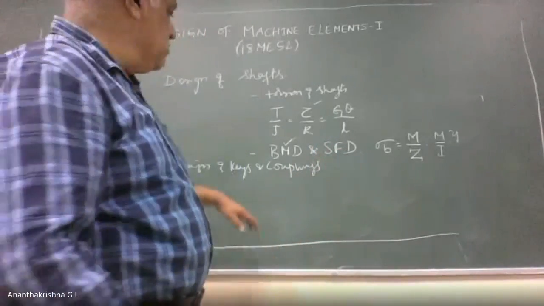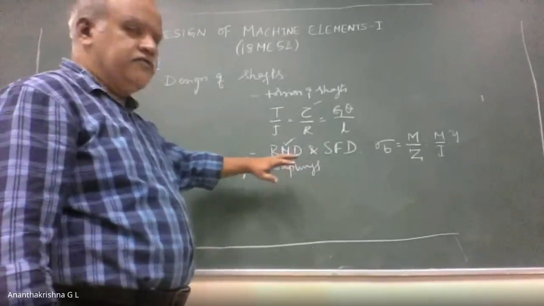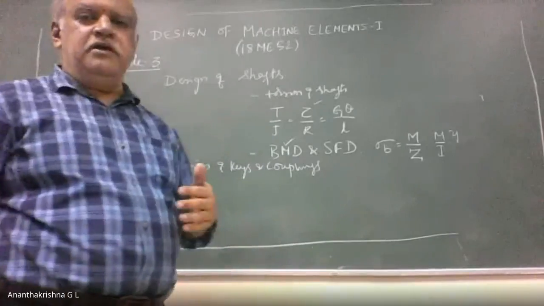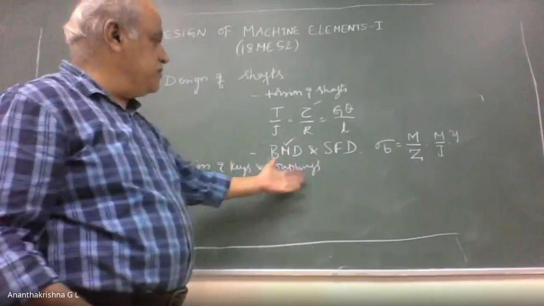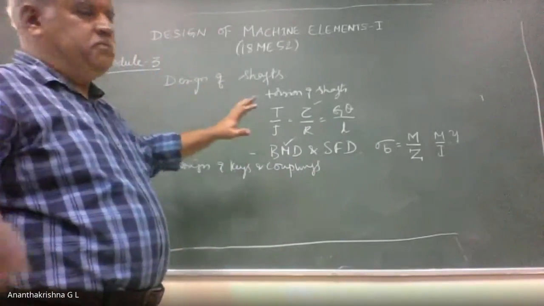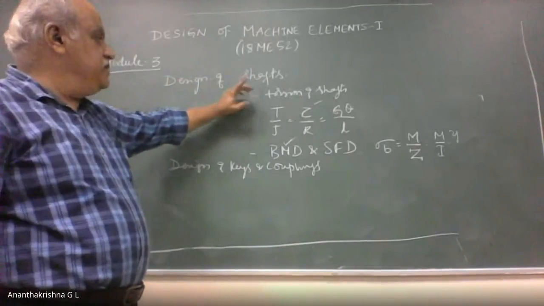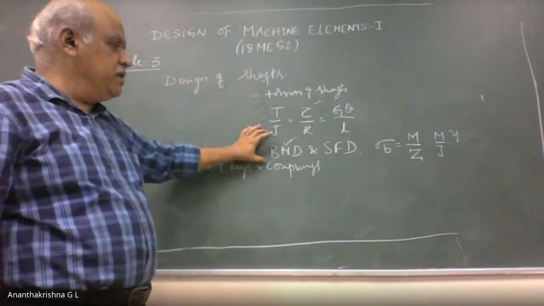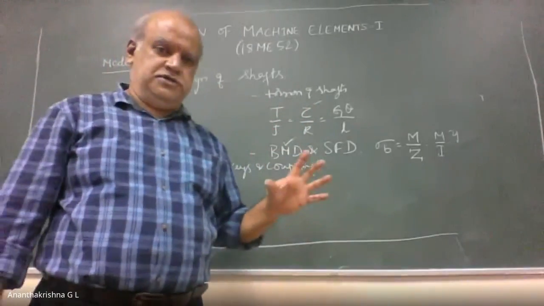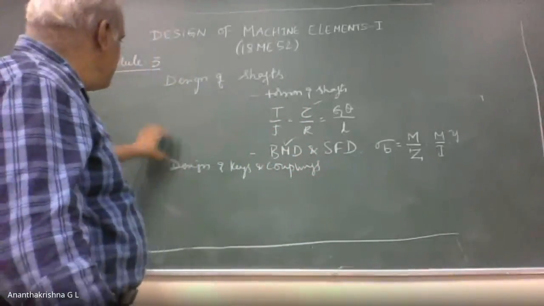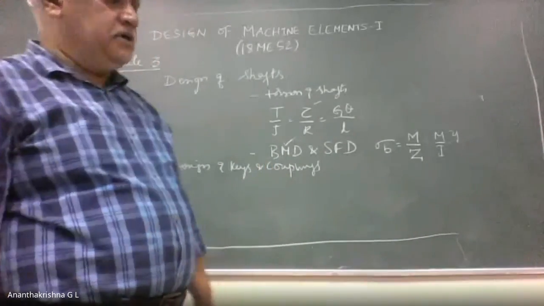So we are going to learn about design of keys, and also design of couplings, which can be flexible couplings or rigid couplings. These drawings you have done in your CAMD lab. This is what we are going to learn in module 3. Please note down, module 3 consists of design of shafts, for which we need knowledge of torsion of shafts, bending moment diagrams, bending stress equations and resolution of forces. The second part of module 3 is design of keys and couplings. Please note down that much.